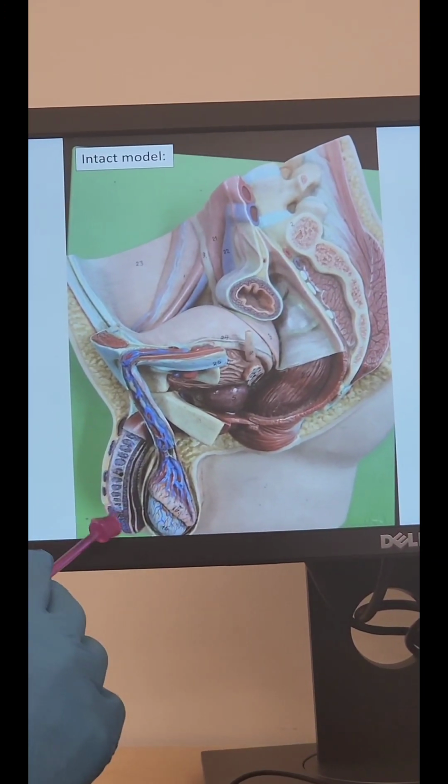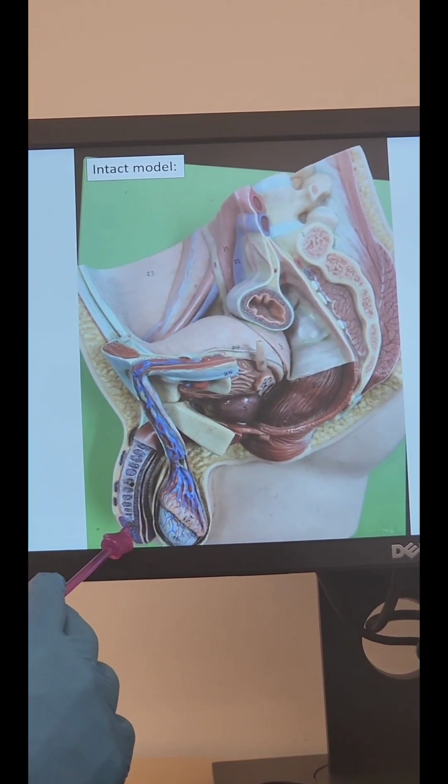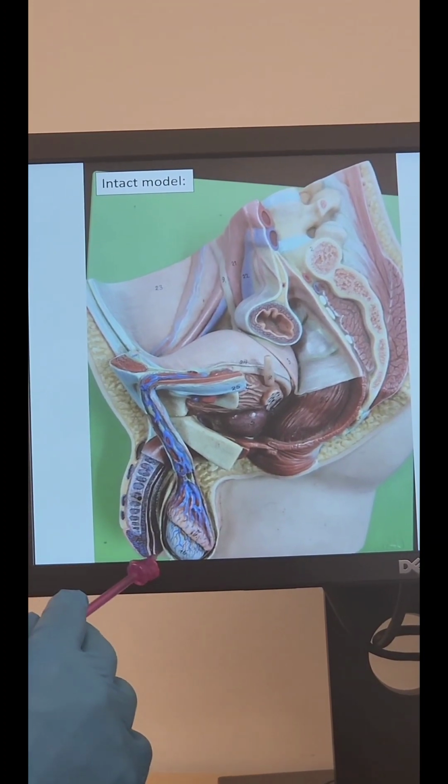All right, so you know all this stuff, right? So from the outside, the distal end is called the glans. Yes, guys, that's called the glans penis. And what's this opening, just like the females, the external urethral orifice, right?